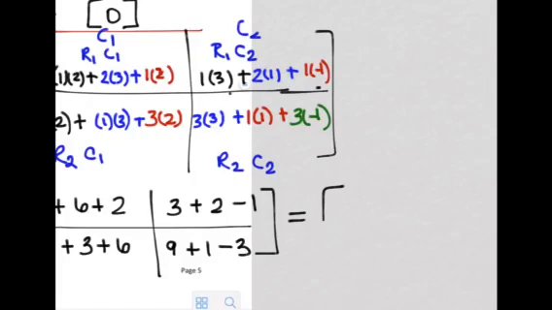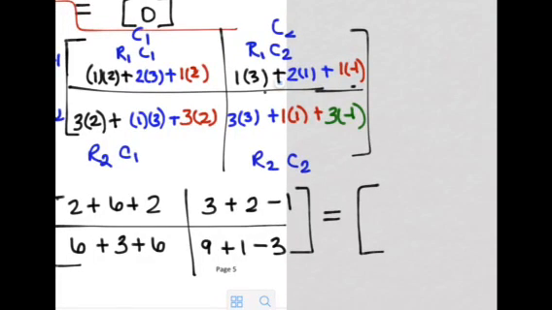Completely simplifying that, 2 plus 6 plus 2 is 2 plus 6 is 8 plus 2 is 10. 3 plus 2 is 5. 5 minus 1 is 4. 6 plus 3 plus 6 is 15. 9 plus 1 is 10. 10 minus 3 is 7. And as we predicted, we ended up with a 2 by 2 matrix.